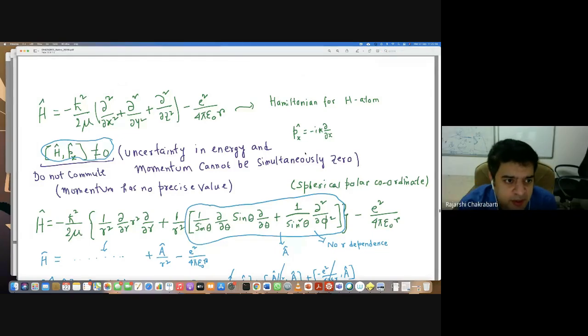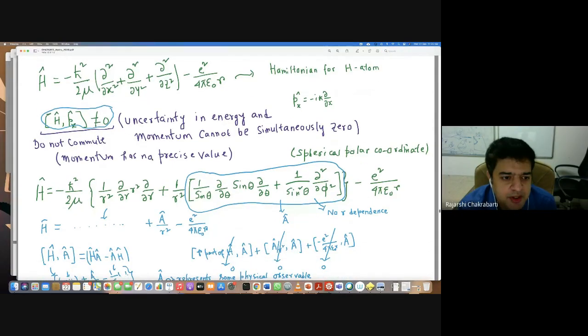Now I again write down the Hamiltonian of the hydrogen atom, but in spherical polar coordinates. It will look something like this. Don't get scared. I don't expect you to remember this expression. I expect you to remember the earlier one, because you can write it from the concept. This one is a little difficult to remember. If you can remember, that will be fantastic.